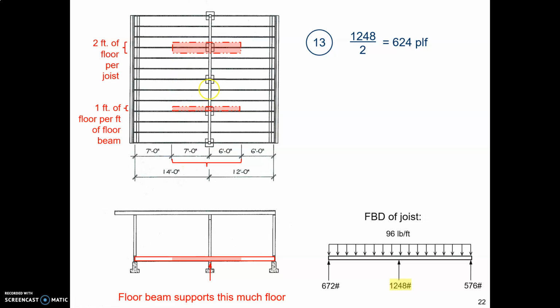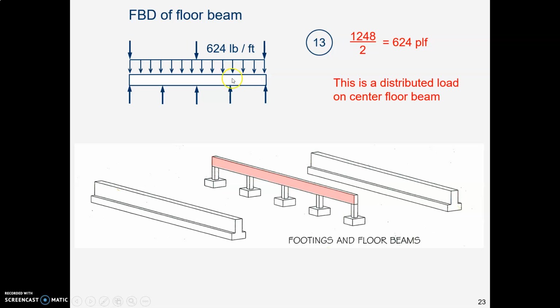For a 1-foot wide strip, 1 foot of weight on the floor beam, we'll just divide that 2-foot load by 2, and our load is going to be 624 pounds per lineal foot. So here is the beginning of our free body diagram of our floor beam. Here's our floor beam. And I have written 624 pounds per foot above this distributed load symbol. That's what we just figured out. That's the distributed load on that beam.